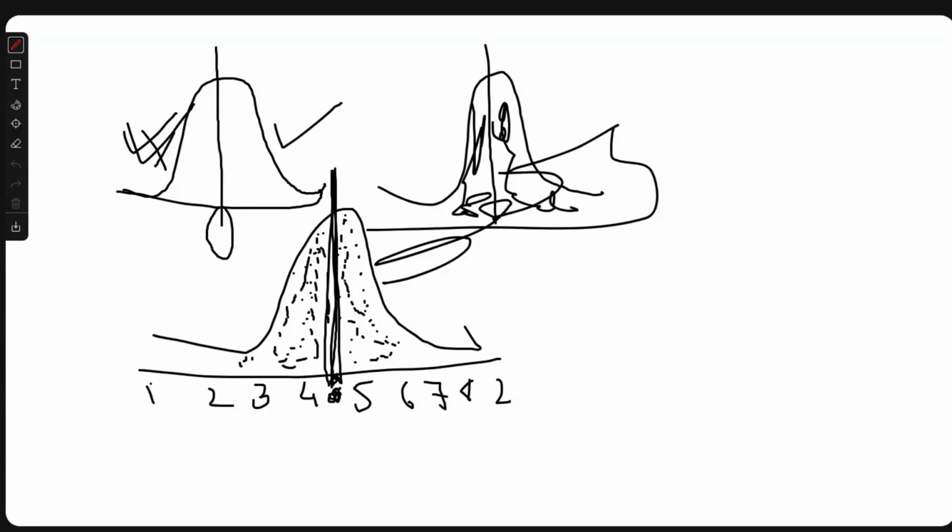Guys, am I audible? Example: height of people. In your class, we find the average height, but most people are nearby the average. So all of these come under the normal distribution, the bell curve.